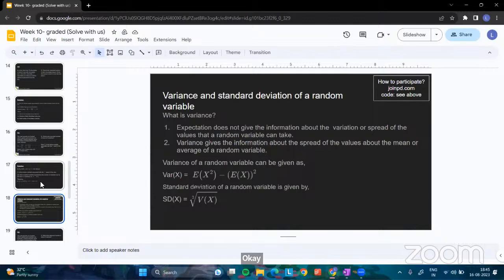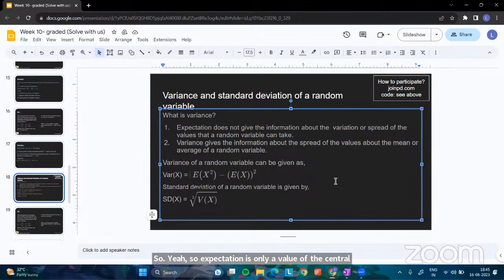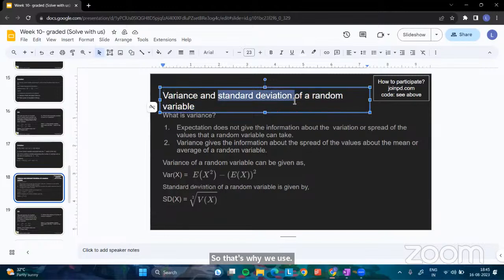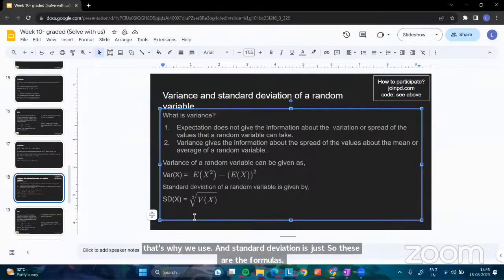Yeah. So now we'll be moving on to variance and standard deviation questions. Expectation is only a value of the central tendency. It does not give you any details about the variation. So that's why we use variance. And standard deviation is just the square root of variance. So these are the formulas for variance and for standard deviation.